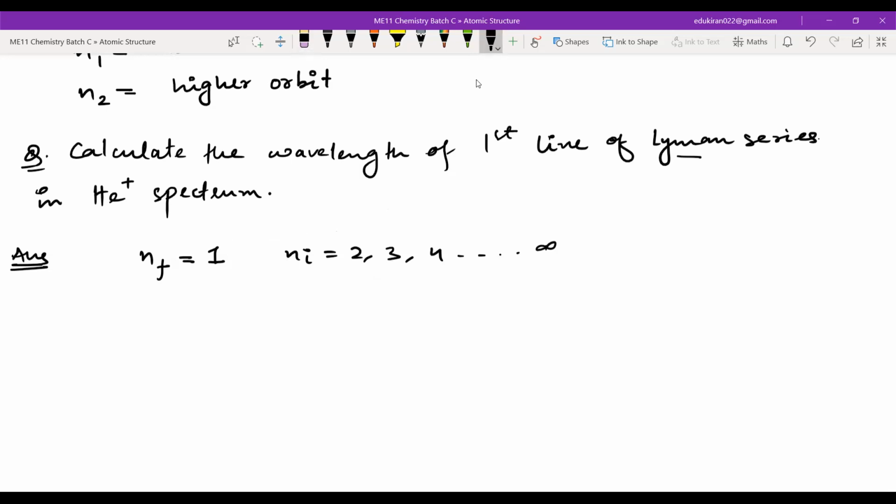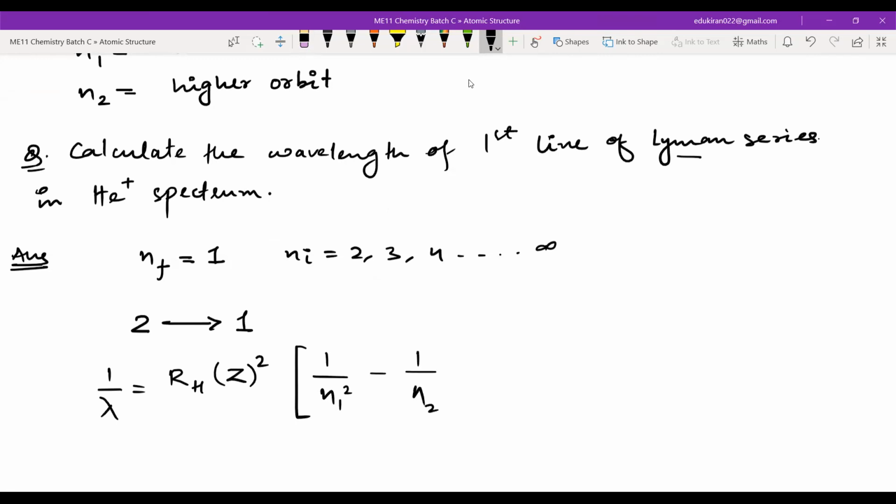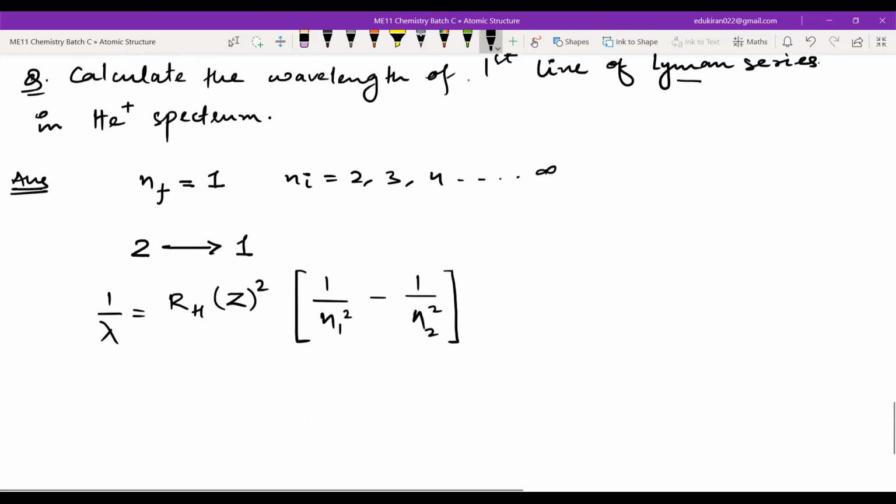So the transition is taking place from 2 to 1. Now you will write the formula: 1 upon lambda is equal to RH Z square, please remember that it is the atomic number Z, multiplied by 1 upon N1 square minus 1 upon N2 square. What is RH? RH is equal to 109677. What is Z?